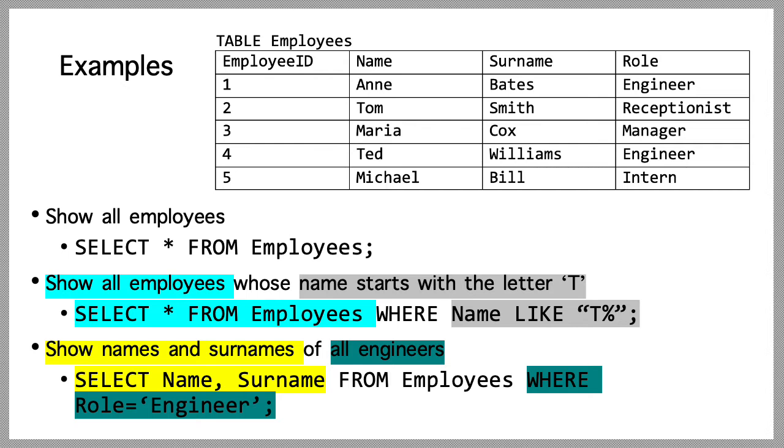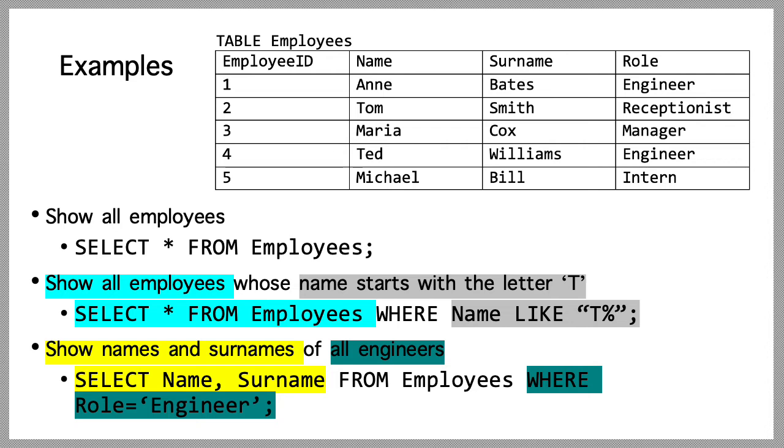And what is the asterisk? Asterisk is a bit of a wild card, it just means everything. So if you want to see the whole contents of a given table, always go SELECT * FROM and then the name of the table. So let's move on to a little bit more complicated examples.